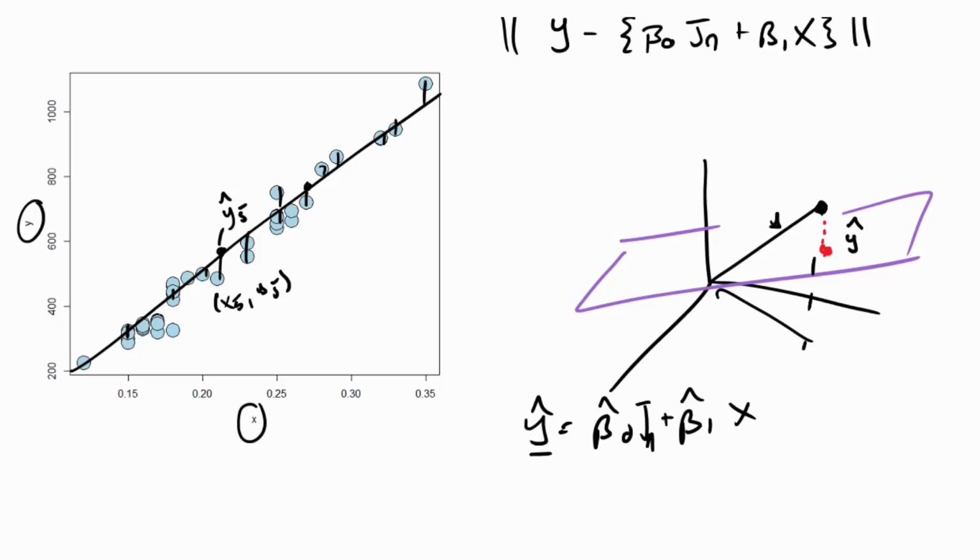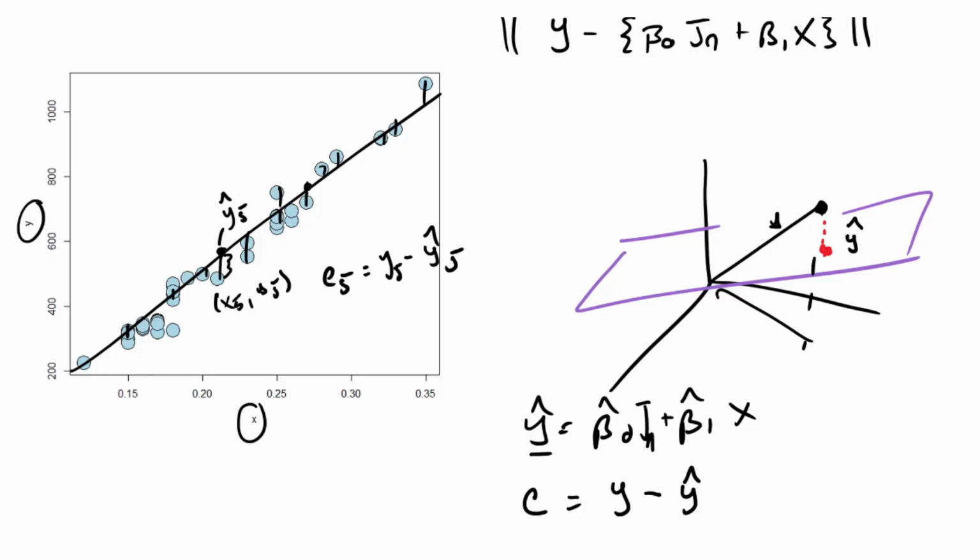Okay, so y hat are the fitted values. It is the projection of the n-dimensional data point y onto the two-dimensional space defined by x and the constant vector. Another vector of interest is e, the residual, which is y minus y hat. So every element of e, for example, is this distance. E5 would be the distance between y5 and y hat 5.